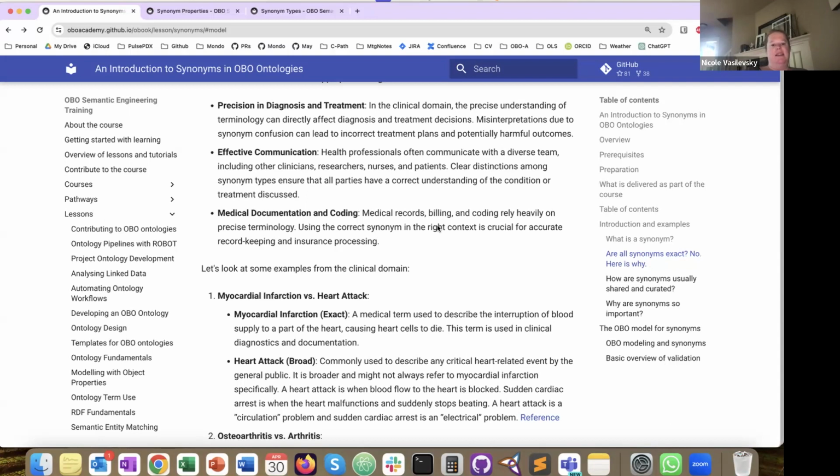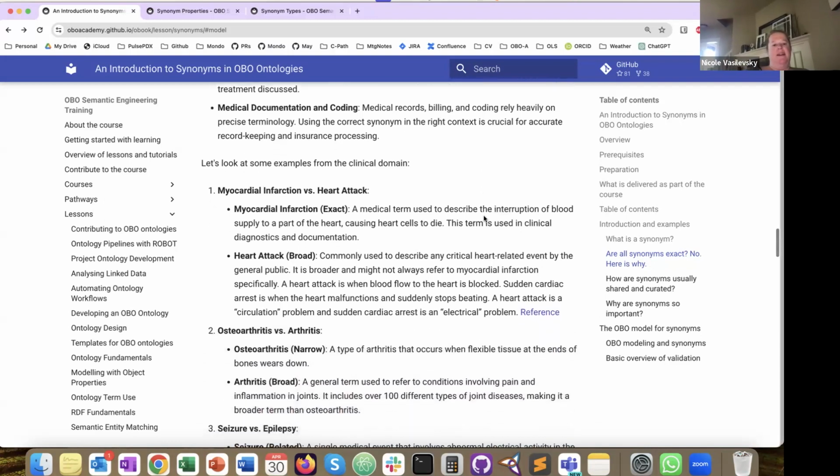Misinterpretations can cause confusion, lead to incorrect treatment plans, and could potentially be harmful to the patients being treated. It's also important for effective communication within the healthcare realm. There are also very diverse teams that include clinicians, researchers, nurses, patients, caregivers, etc. And a clear distinction among the synonyms ensures that everyone involved, at the different levels of training, has the correct understanding of the condition or the treatment discussed.